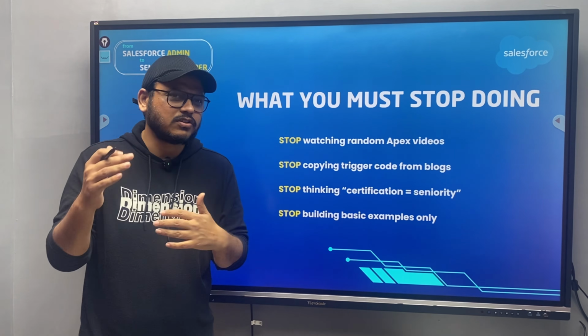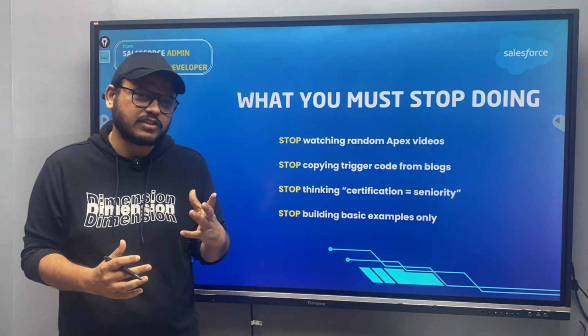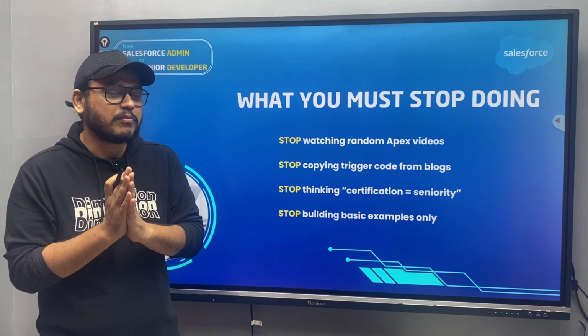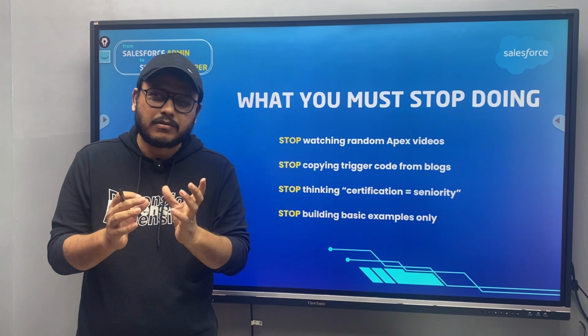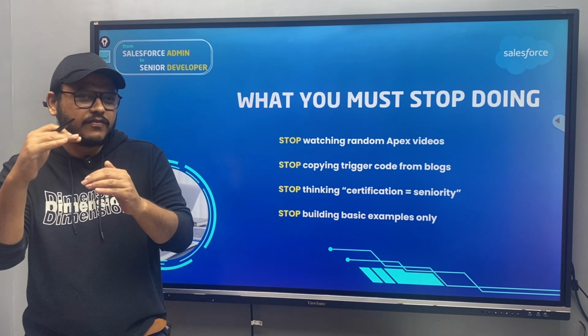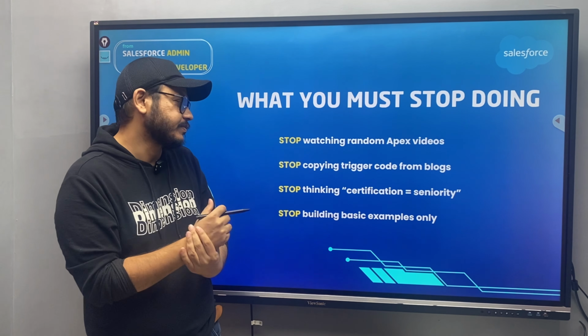Stop thinking certification is equal to seniority. I have also seen some people start focusing a lot on the certification part of it, getting towards the PD1, PD2 and all that stuff. But again, that may not be the only thing which is important. That can be one of the important things, but in that priority list, certification would sit somewhere below some of the other factors like understanding concepts.